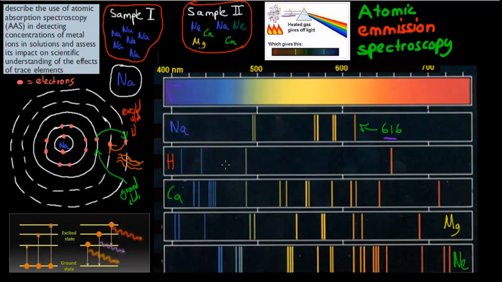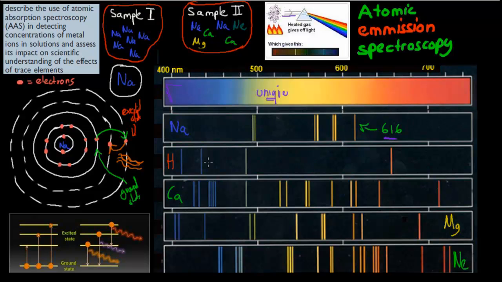So when they become excited and when they drop back down, they have different types of light that they emit. And calcium has different types of light that it emits when it becomes first excited and then drops back into its ground state. Same with magnesium and neon. This is basically what that means. Every single atom has its unique range of light that it emits when it comes in contact with heat and reaches the excited state and drops back into its ground state.